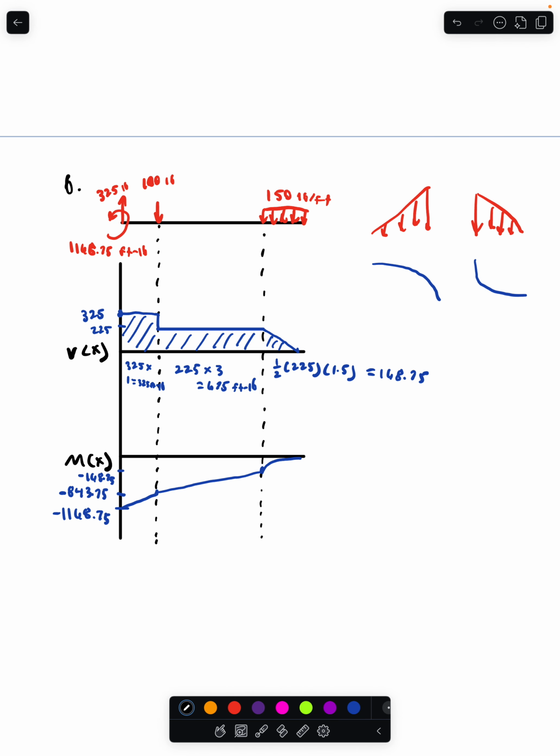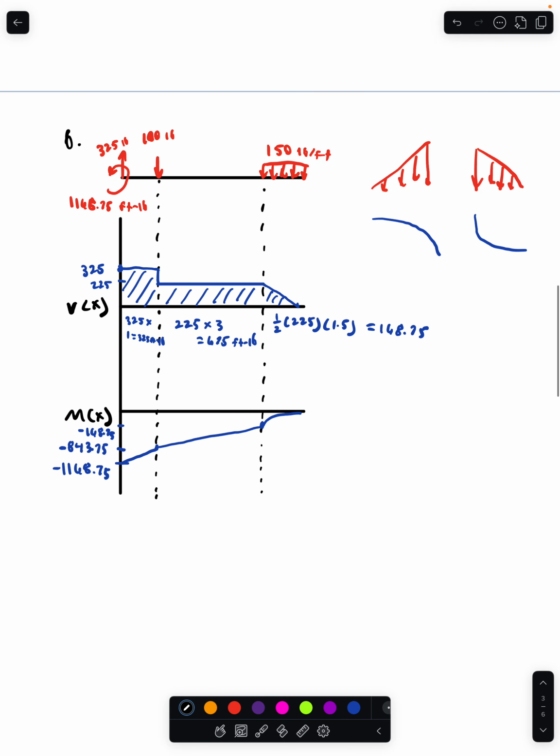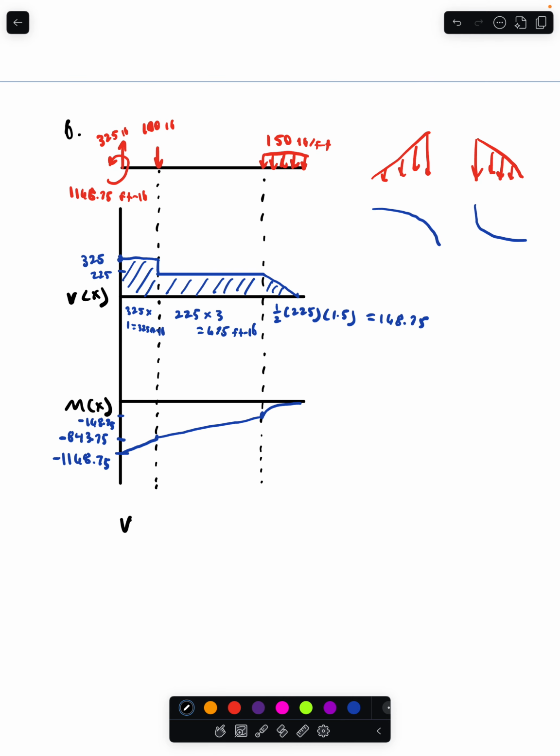Alright, so to answer our question, which is to find the maximum shear force and maximum bending moment in the beam, your maximum shear force is just the biggest number on this graph, which is 325 pounds. And then the maximum bending moment is, I guess, the smallest, but the largest magnitude from the bending moment graph, which is 1,168.75 foot-pounds.